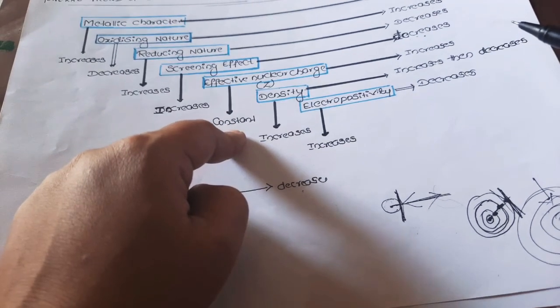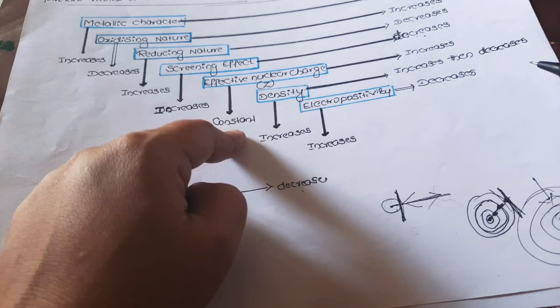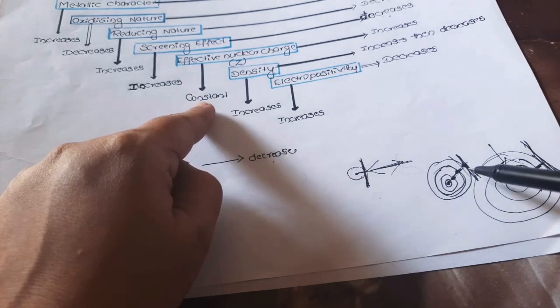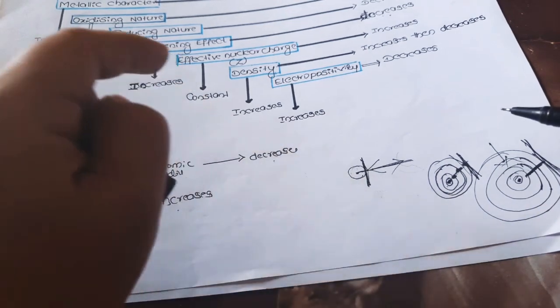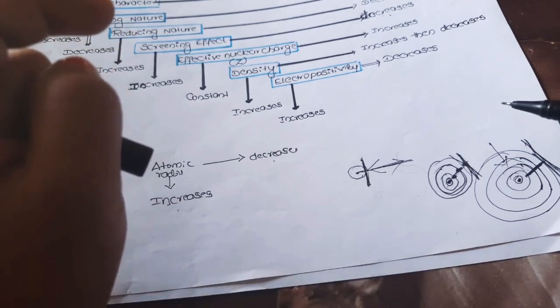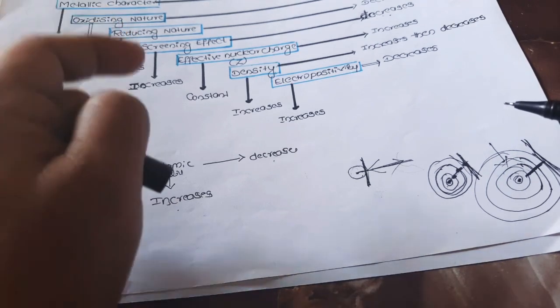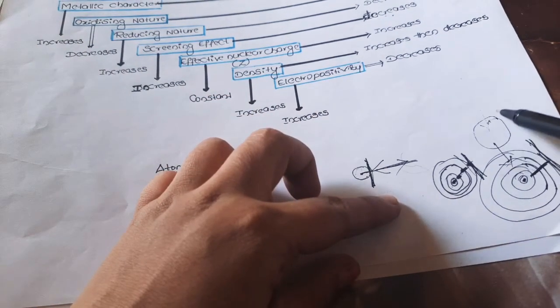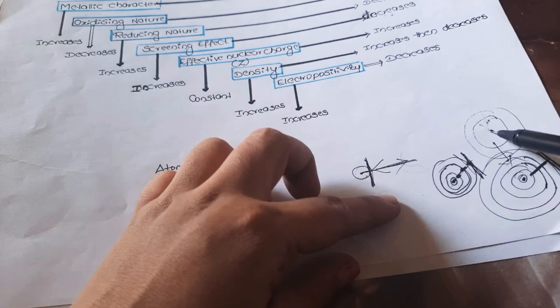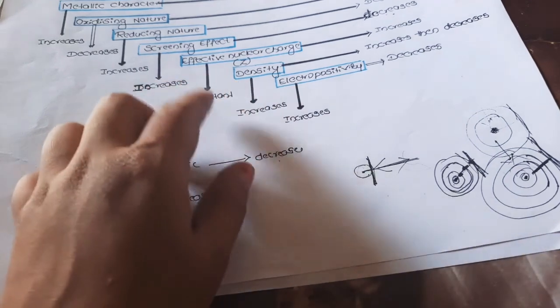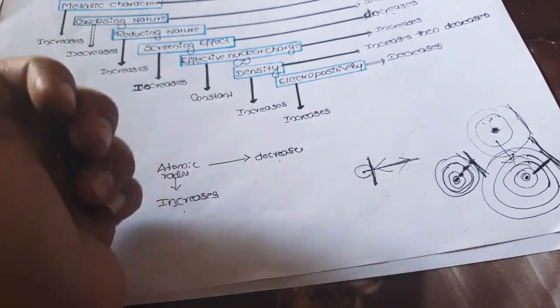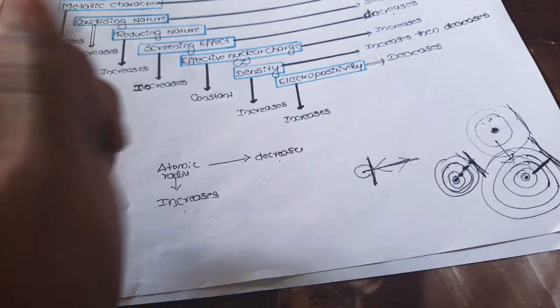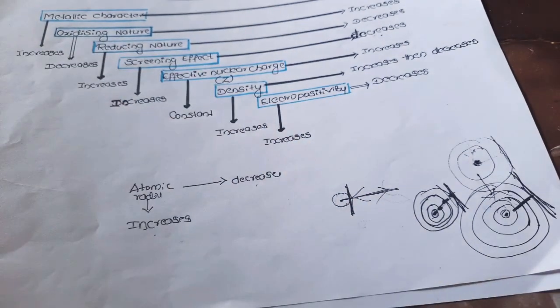Down the group, the number of shells increases. As the number of shells increases, the distance between the nucleus and the outermost electron also increases. Up to a certain level, yes, the attraction increases and Z effective increases. But as we go down the group, the size goes on increasing, so the nucleus will not find more attraction towards the outermost electron, so the effective nuclear charge remains constant or it decreases.